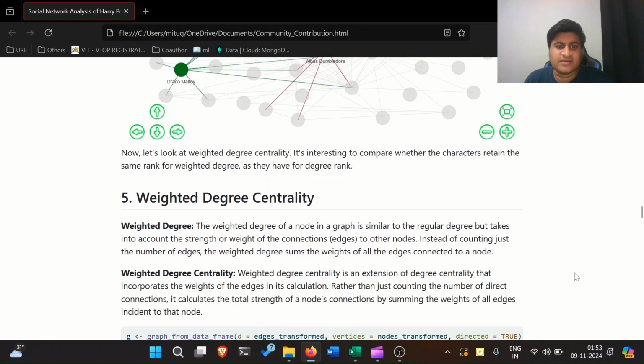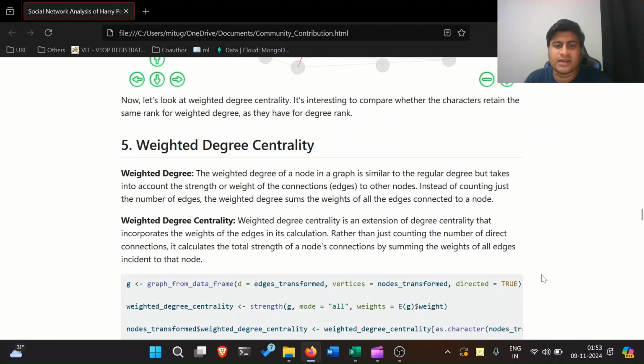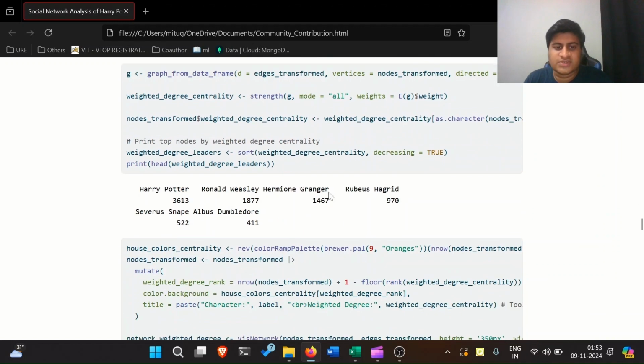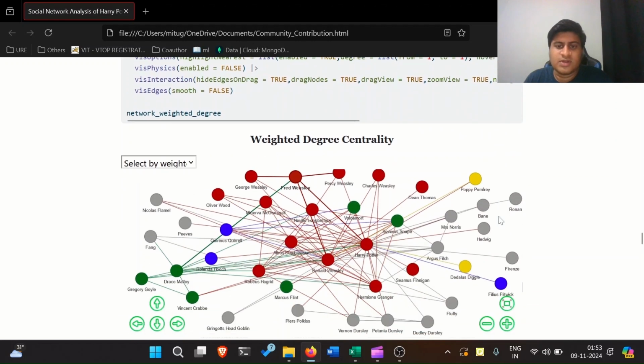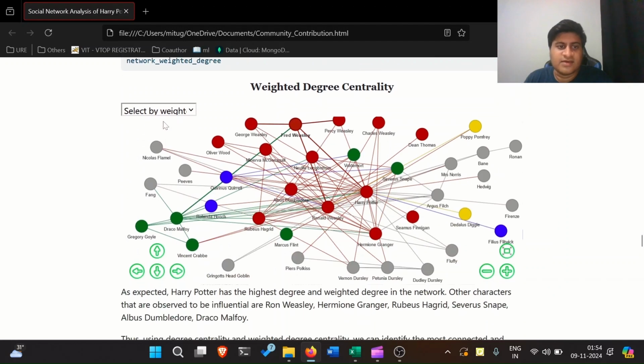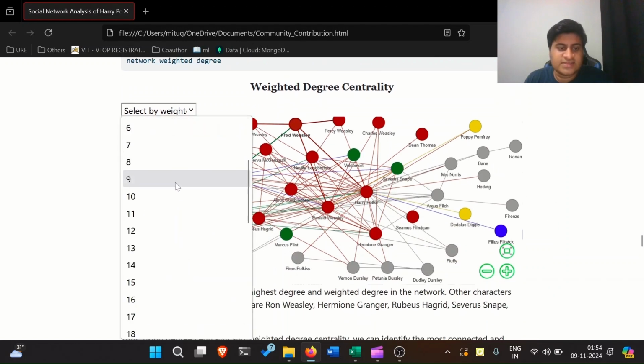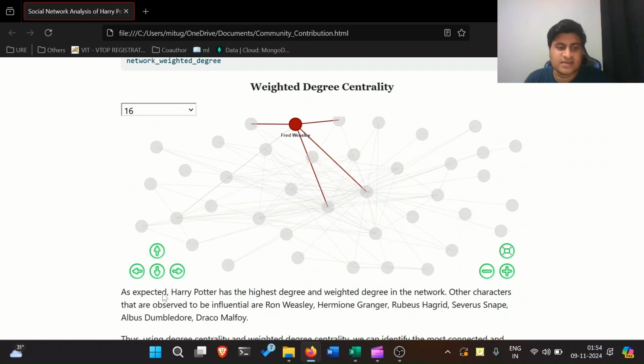Next, we have weighted degree, which is the sum of the weights of all the edges connected to a particular node. So these nodes have some of the highest weighted degrees in this network, which tells us that these characters are highly influential. This is calculated with igraph and then plotted with visNetwork. Similar to degree centrality rank, we have weighted degree rank. So let's say we check the weighted degree rank 16. We have Fred Weasley, who has the 16th highest weighted degree in this network, which is 133.